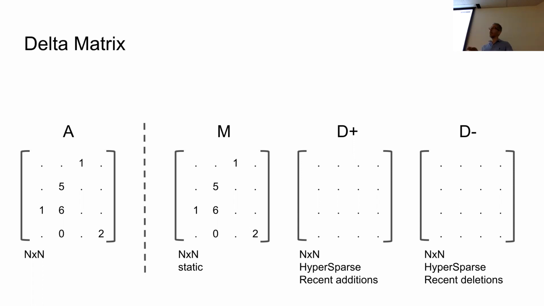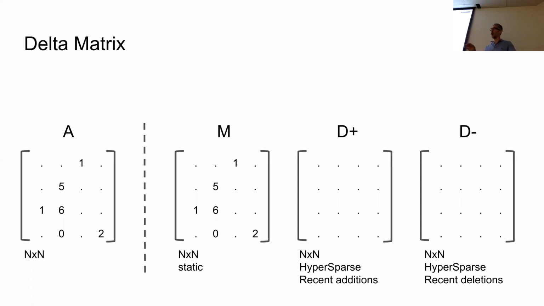The first one is an n by n CSR, mostly static matrix. It captures around 95 to 98% of the original matrix A. So it's extremely similar, extremely close to A. Then we have 2 additional matrices. So we have delta plus, which captures only recently added values. It's an n by n hypersparse matrix. And we have its counterpart, which we refer to as delta minus. This one captures only the deletions of entries.